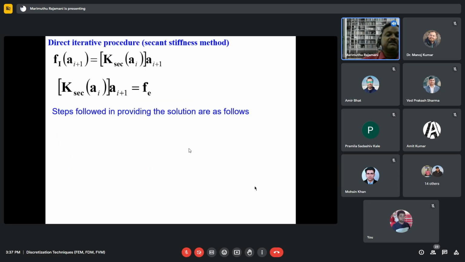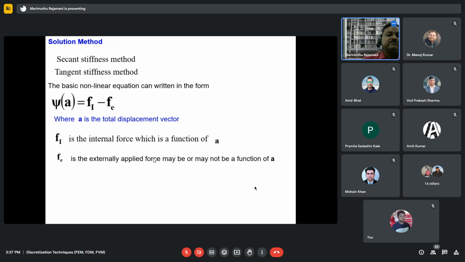For nonlinear analysis, the method mainly used is the Newton-Raphson method. Newton-Raphson method, you don't have to be afraid. It is something you have studied in your basic mathematics, where f of x is given in terms of a cubic polynomial, x cube, and using Newton-Raphson, you would have evaluated x.